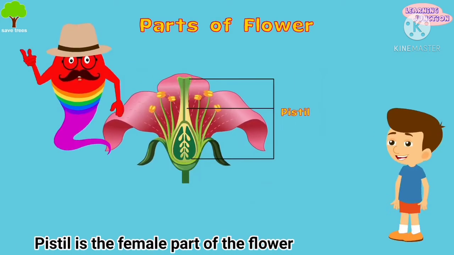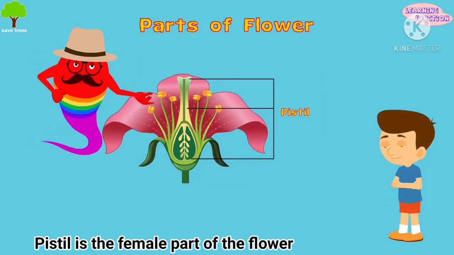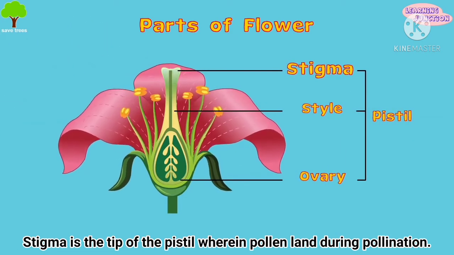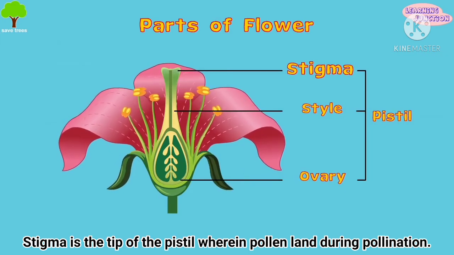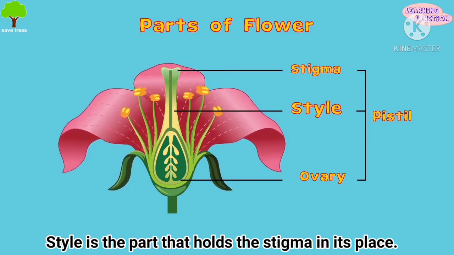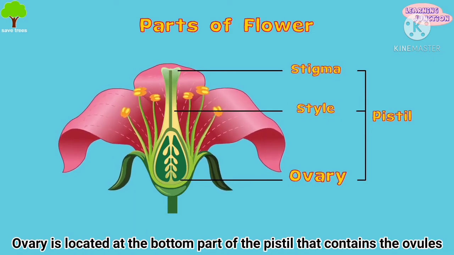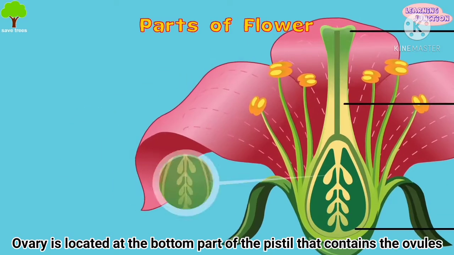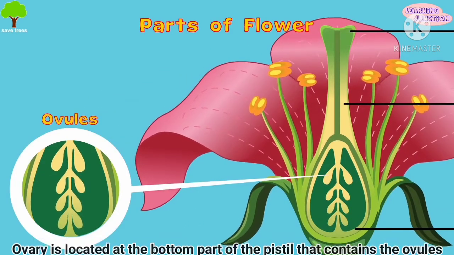The pistil is the female part of the flower. It is made up of the following: stigma, tip of the pistil wherein pollen land during the pollination. Style, it is the part that holds the stigma in place. Ovary, located at the bottom part of the pistil, that contains the ovules. These are the flower's eggs.